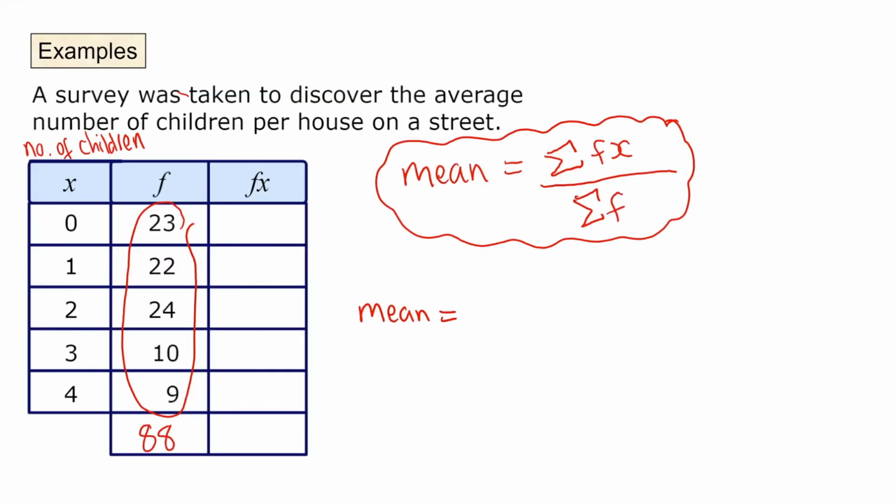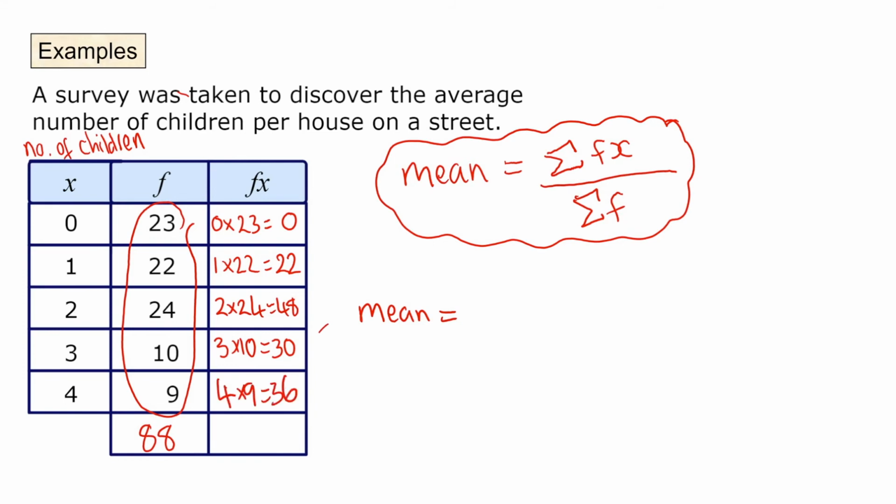And then we find the total number of children. So here what you'd do is 0 times 23, which is 0. 1 times 22, which is 22. 2 times 24, which is 48. 3 times 10, which is 30. And then 4 times 9, which is 36.